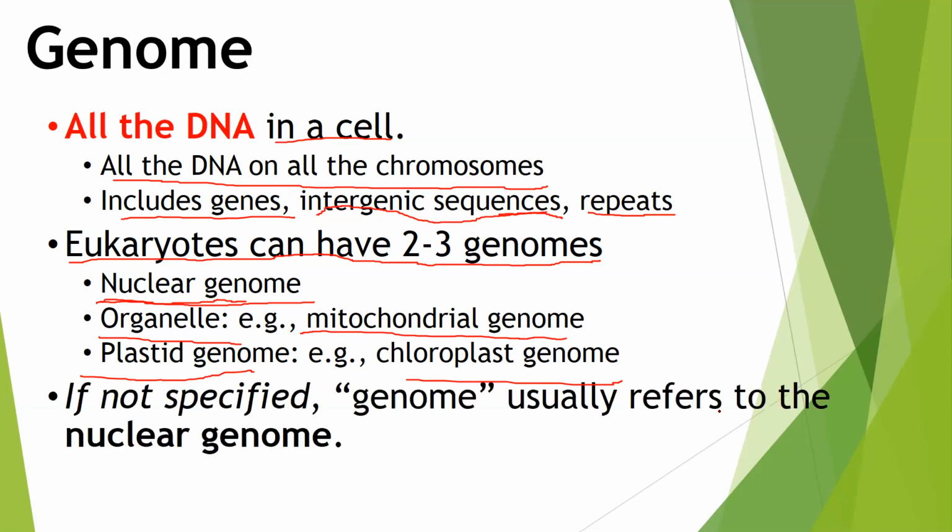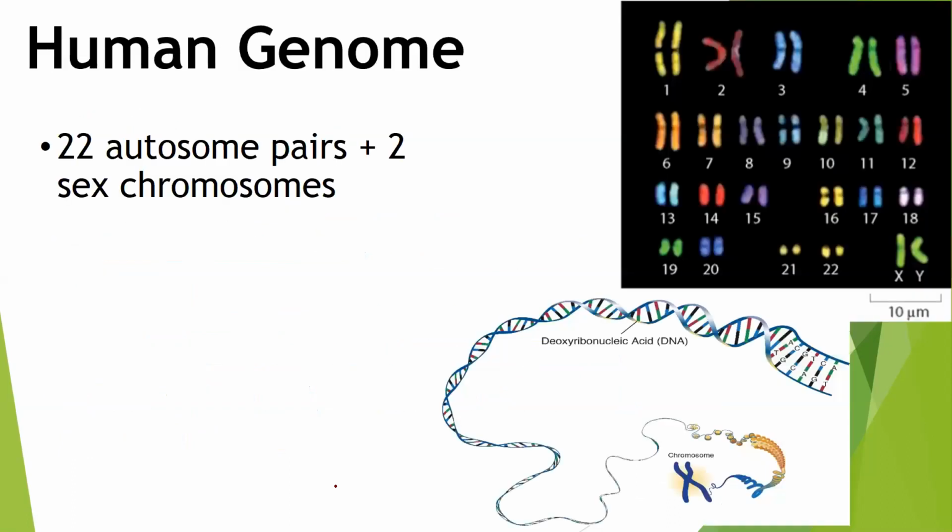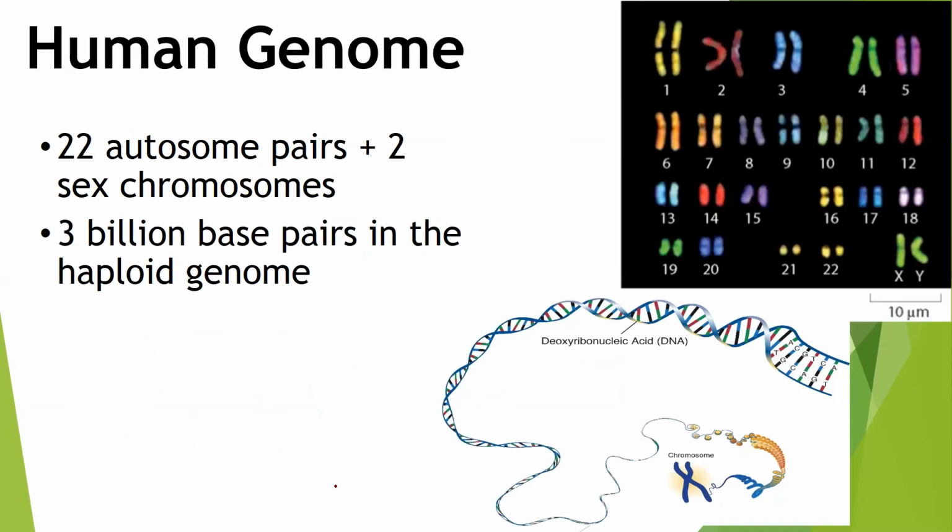So in the future or in the exam, if I do not specify any particular genome and I just say genome, usually it refers to the nuclear genome, the major chromosomes. So this is the human genome: we have 22 pairs of autosomes and 1 pair of sex chromosomes, right? And there are about 3 billion base pairs in a haploid genome.